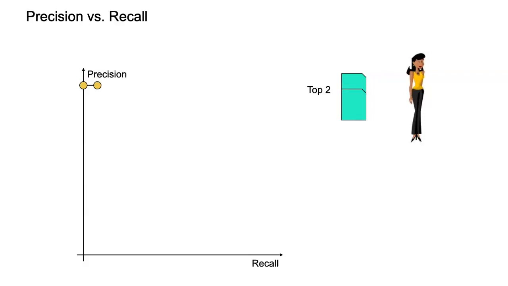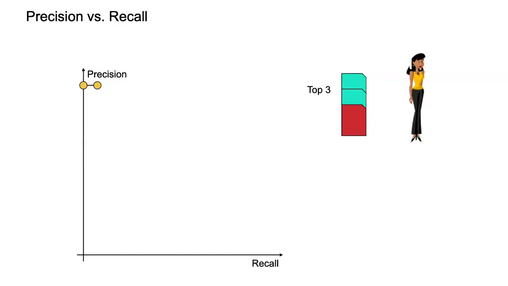So there are two cases. Either it's actually relevant and then I keep the same precision but go to the right, or I go down when I didn't get it right. These are the two things that can happen. Let me assume now that it was relevant, the second one, and I go for a third one that is now non-relevant.